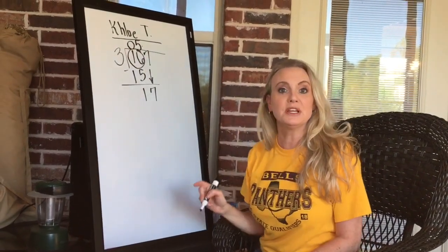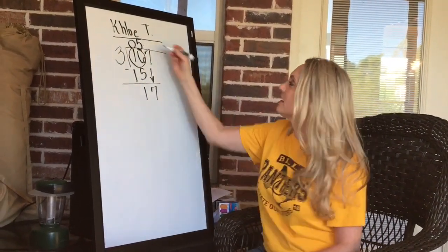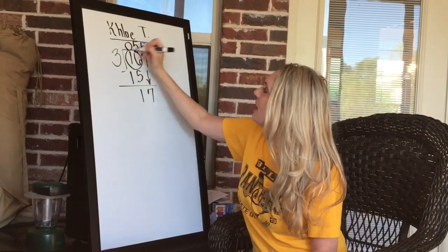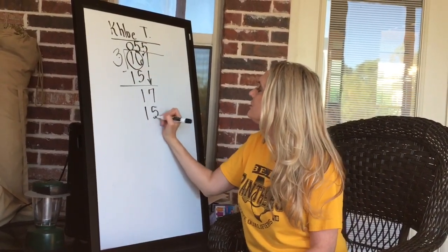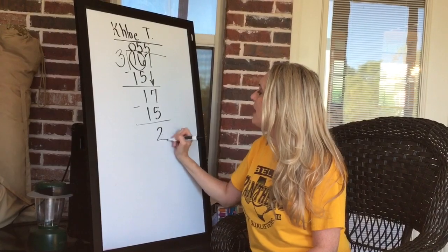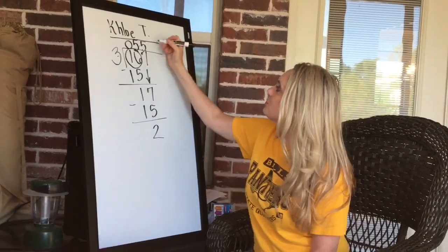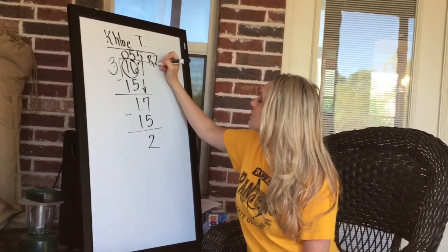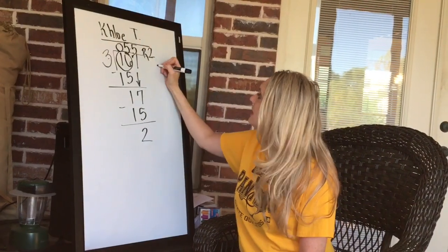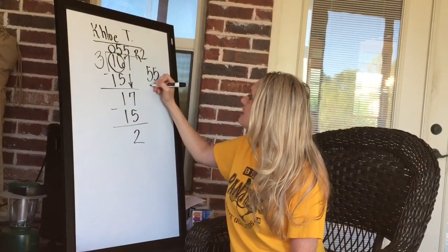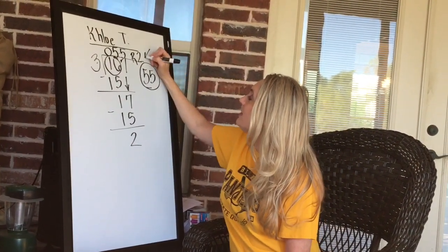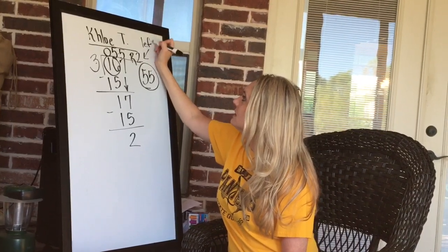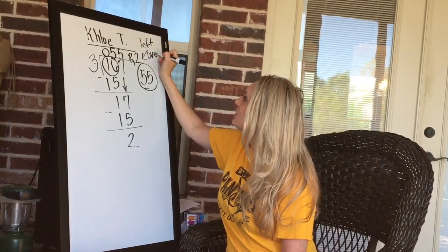Ask yourself, 3 can go into 17 how many times? That would be 5. 5 times 3 is 15. Subtract. There's nothing else to bring down. So each friend would get 55 stuffed animals, and there would be 2 left over.